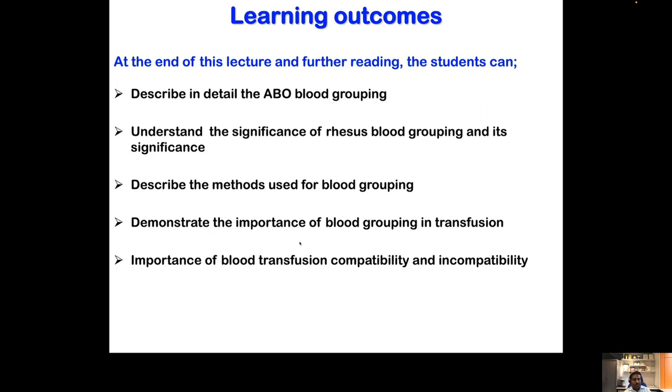Then in addition, you should be able to understand the importance of blood transfusion, compatibility and incompatibility. So prior to your transfusion, you need to check whether the donor and the recipient are compatible or incompatible, because if they are incompatible, you can't give the transfusion. It will cause a lot of problems. So that's what we will be talking about in this lecture.